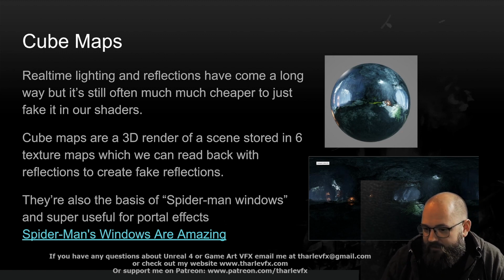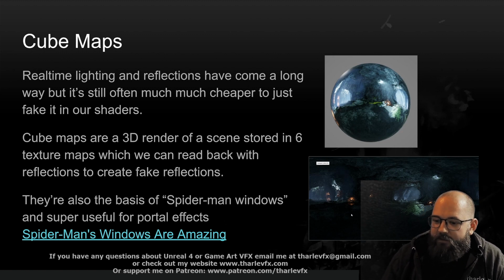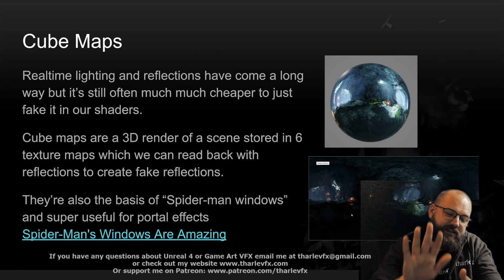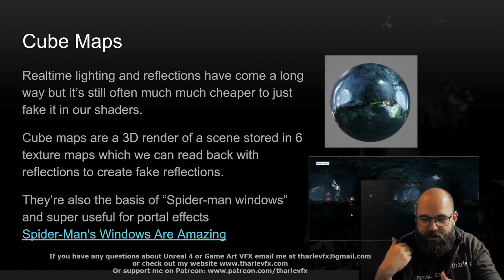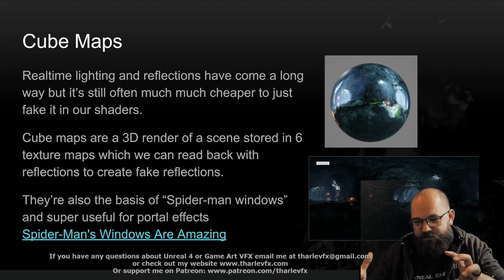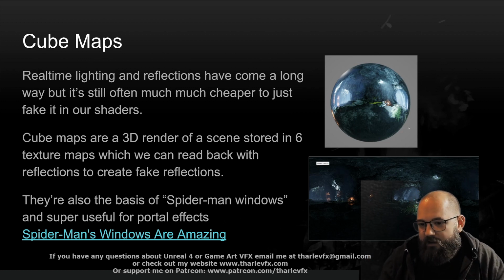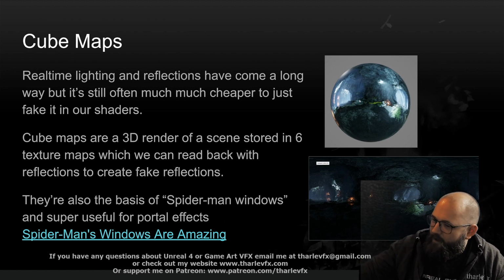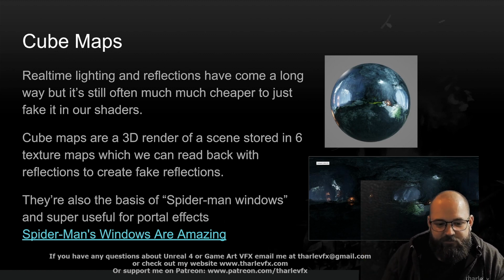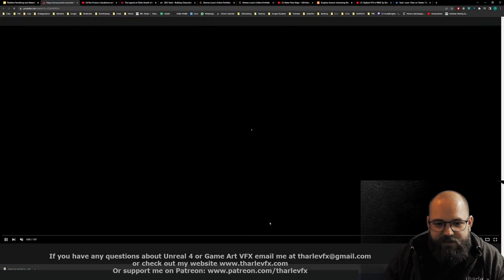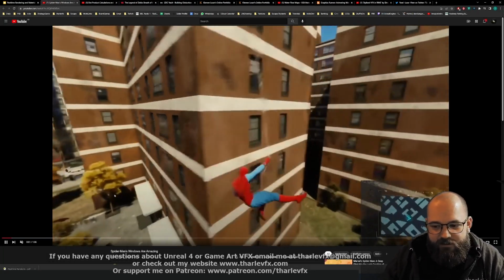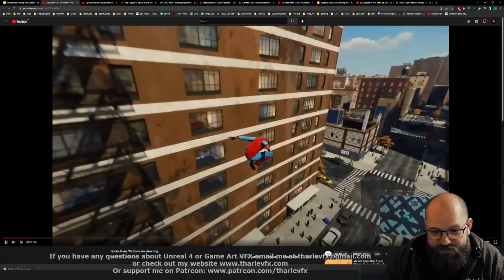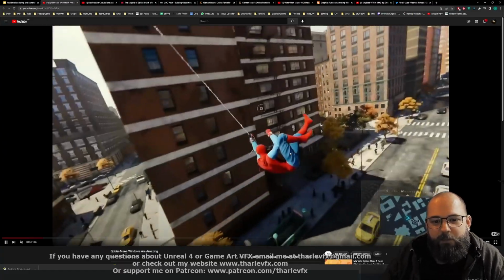So here I've got a captured cube map, and what that means is effectively it takes 6 renders, front, back, left, right, up and down, combines it into one texture, and then you can read that back and you get this illusion of a very shiny sphere, where it's not actually a shiny sphere, it's a captured environment replayed on an object. And it's the basis of these Spider-Man windows. So Assassin's Creed did it first, but Spider-Man maybe popularized it.